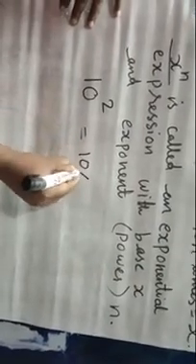Suppose 10 square. How to read this? 10 square or 10 raised to the power 2. 10 raised to 2 means 10 into 10, that is, 10 two times.